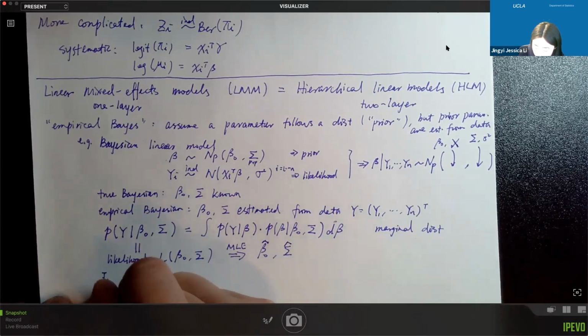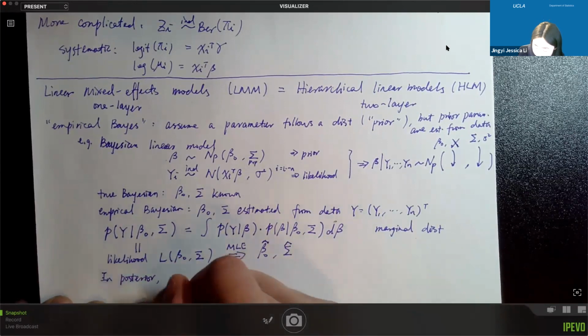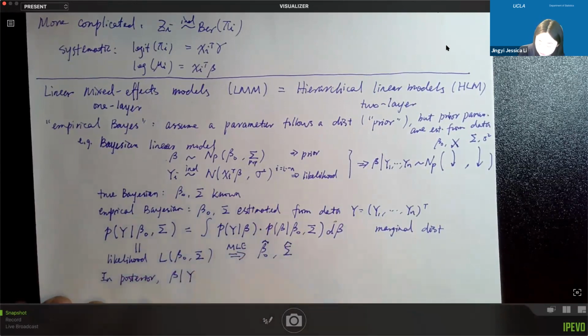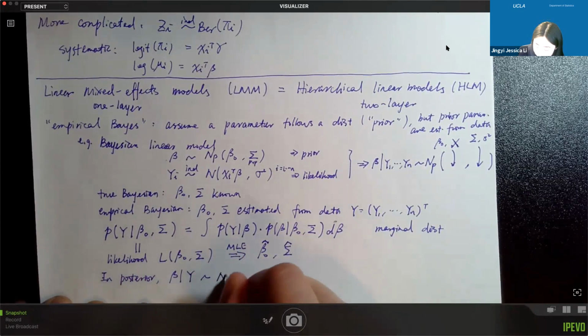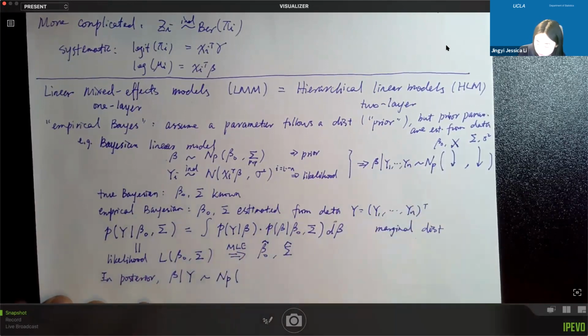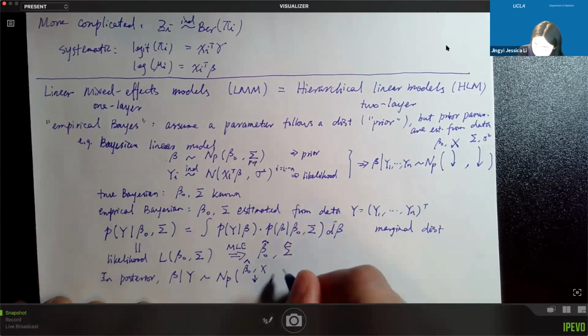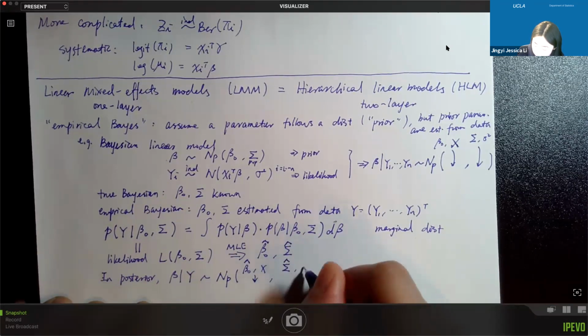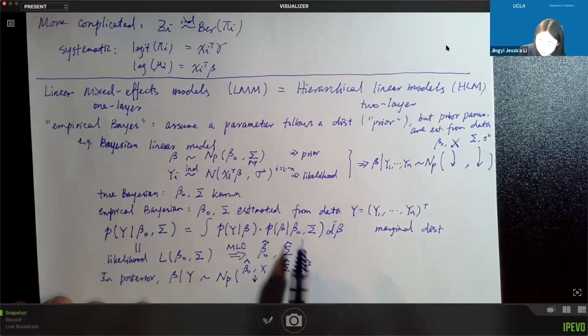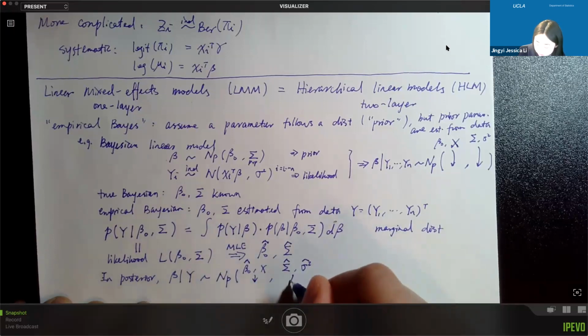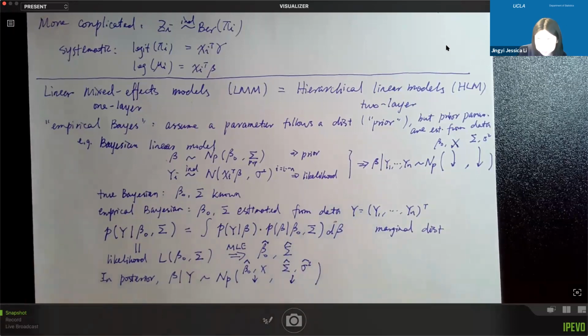Then the posterior, which is beta given y, follows what distribution? You plug in your estimate for the prior parameters. So you are going to put beta 0 hat x into the first term, and you are going to put sigma hat, and of course, sigma squared needs to be estimated from your data in this Bayesian linear model. So put it here. So you are done.